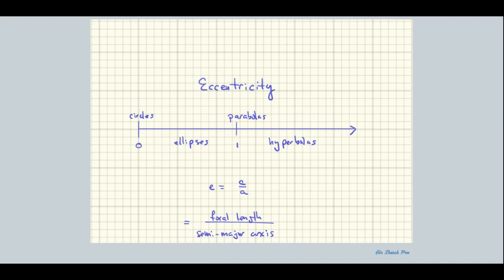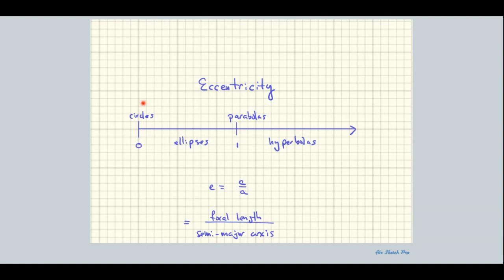All eccentricities are positive. They start at 0 for circles. They can go up to infinity. If you think of it like that, it's like a perfectly vertical line for the hyperbola. Anyway, at 0 it's a circle, at 1 it's a parabola, between 0 and 1 it's an ellipse, and between 1 and infinity it's a hyperbola.